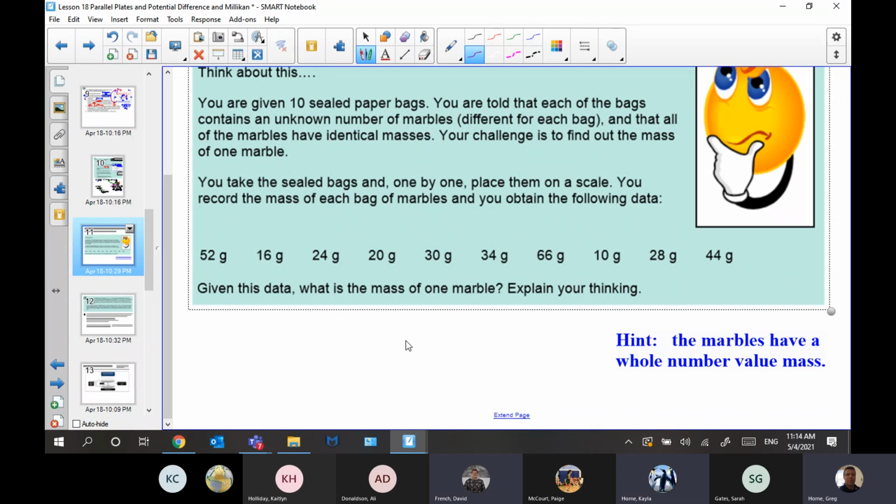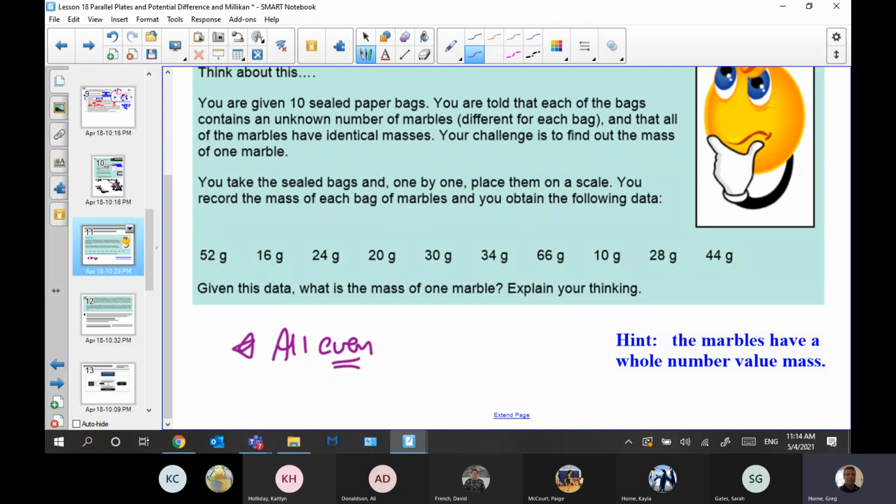They're all even. That's a big even, so probably 2. Yeah, so let's say all even for sure. That's a big hint, right? They're all even. That's an excellent thing to notice. So if they're all even, it could be 2 for sure.